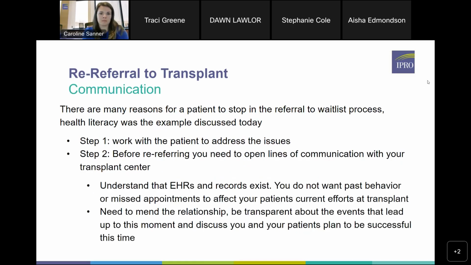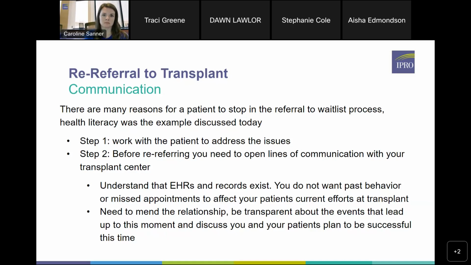As far as the communication, there are many reasons for patients to stop in the referral process to the waitlist process. We kind of touched on this before. We want to make sure that we're working with the patient to address the issues, and that before re-referring, we open lines of communication with the transplant center. So first, if we refer a person and then we check back on them and we know that they have testing that's been ordered by the transplant center and the patient is not going, we want to make sure that we go back to that patient and have a conversation about why those tests are not being done.